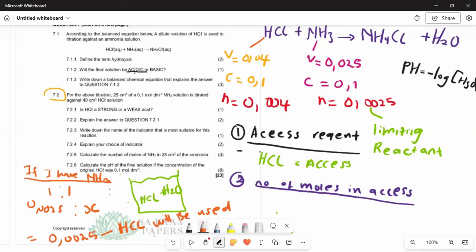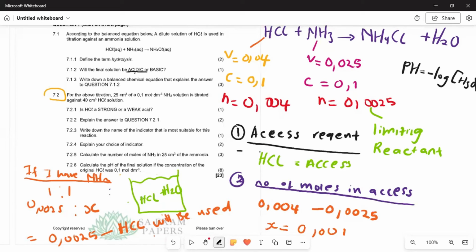So basically here, to find the number of moles in excess, I would say, okay, for my hydrochloric acid, I have 0.004, and I only used 0.0025. So as a result, the number of moles that will be in excess is equal to 0.0015. Now, these are the number of moles in excess, meaning that these are the moles of this hydrochloric acid that's floating inside water, which are left. Now, this would enable us to calculate our pH.